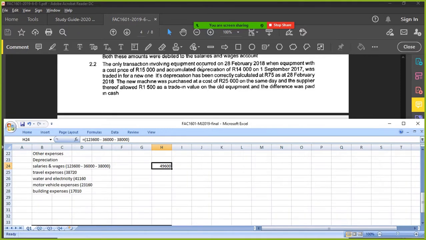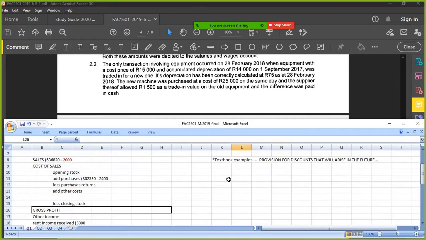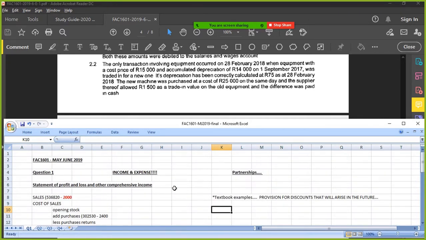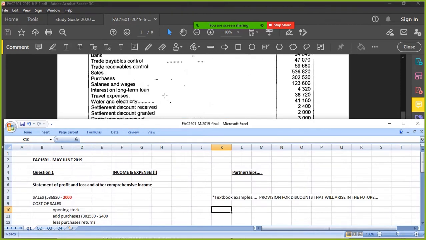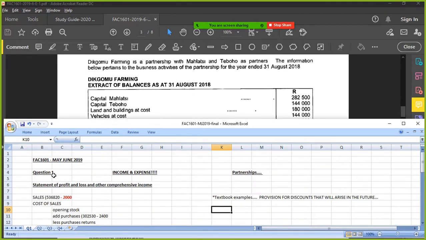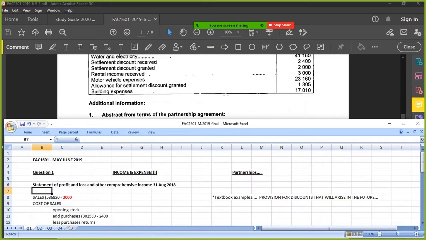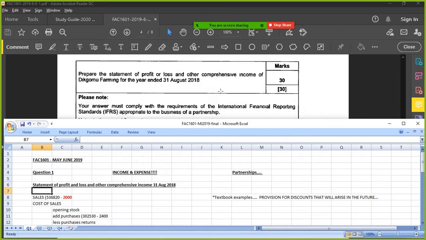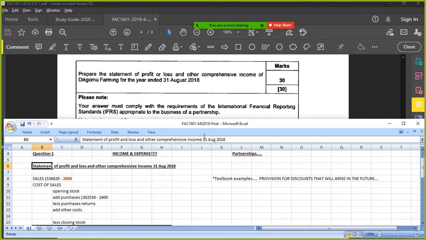Point number 2. The only transaction involving equipment incurred on that date was for the cost. Okay, this is going to be a big, long year-end calculation. What was the year-end here? 31st August 2018. Okay, they should have said that in the required as well. Did they? Yes, they did. Okay, so I need that. Otherwise, I can't draw a diagram.